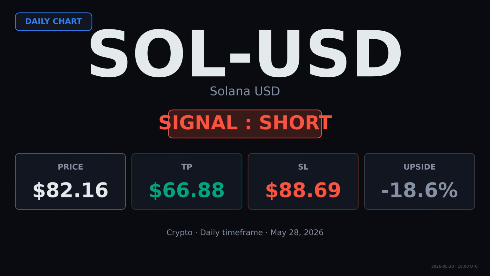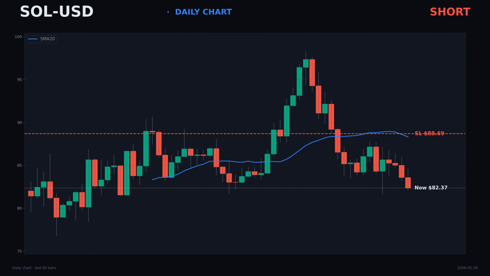For reference, price is $82.16. Model target is $66.88. That's 18.6%. Okay, let's look at the chart. We're on the daily time frame, last 60 bars. Price action is in a downtrend of strong strength. That's our primary directional bias right out of the gate.